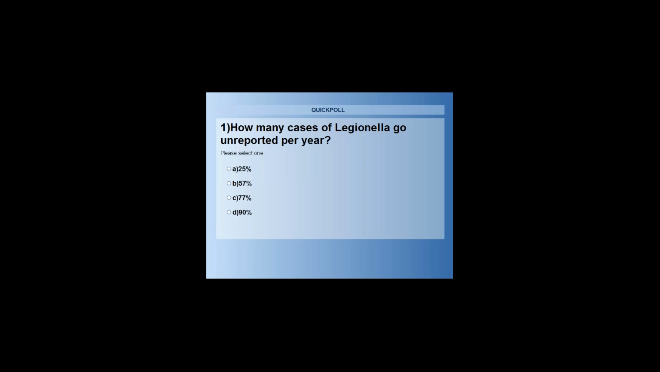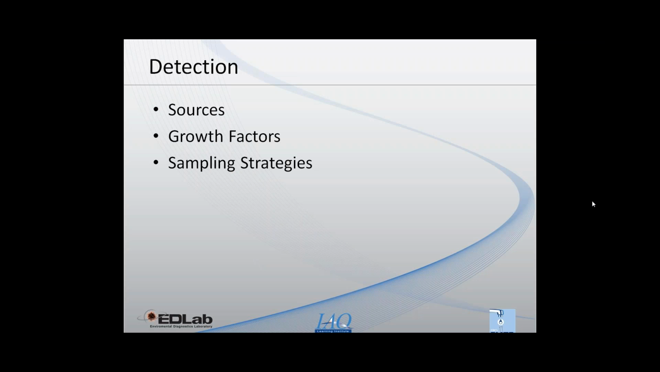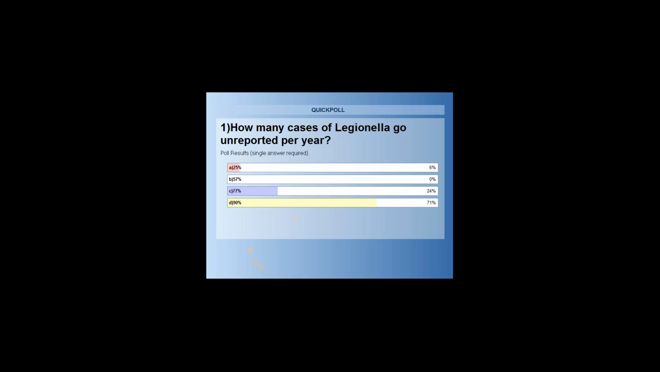And we're going to close the polls now. So, as you can see here, go ahead and share the results with everyone. Most people did pick answer D, which was 90% go unreported, and that is the correct answer. Good job, guys, for paying attention. Hopefully the rest of you will go ahead and get the rest correct, and hopefully that gives you some good information that you can take with you.